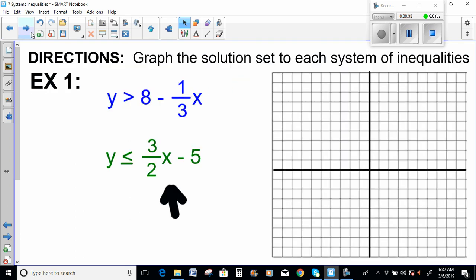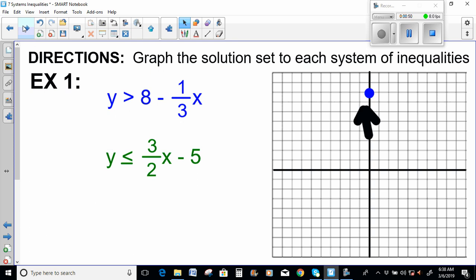So in this first example, it says graph the solution set to the system of inequalities. Well, the way we're going to start that is we're going to start by just graphing each inequality's solution set on the graph. And then we're going to look for where they share solutions on the graph.